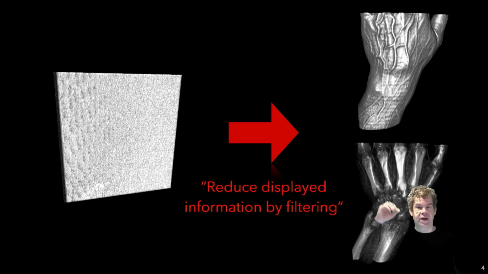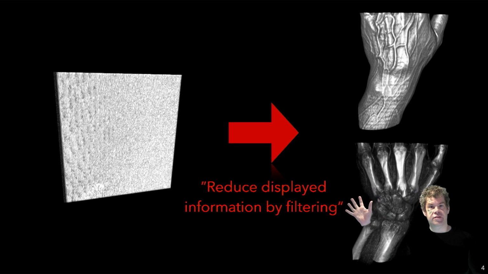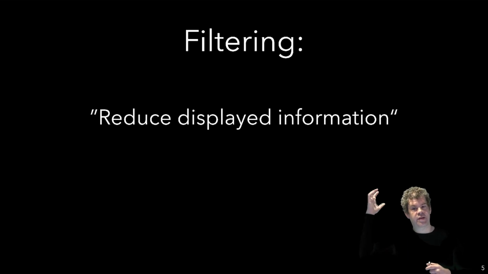So if I do more reasonable filtering operations on a dataset, the same dataset with the same rendering approach will result in these images here. So what we usually need to do is remove some of the information, some of the data, to, well, literally see what's going on inside. So filtering is really this reduction of displayed information. And there's a couple of ways how we can achieve that. Let's focus on some very prominent ways that we'll need throughout this lecture quite a number of times.